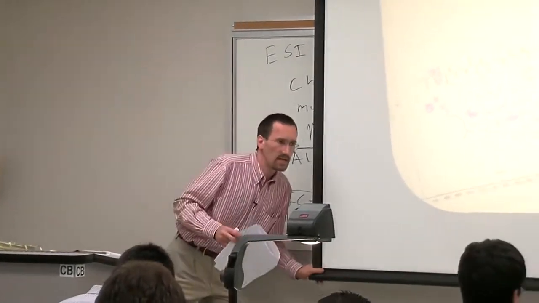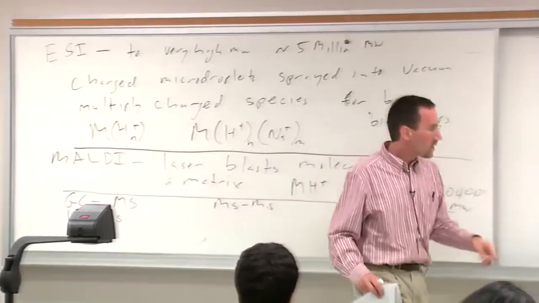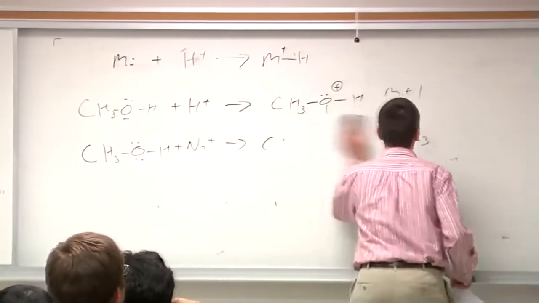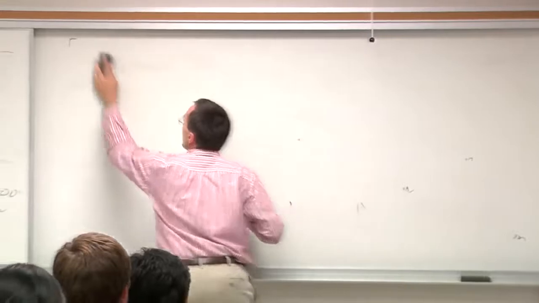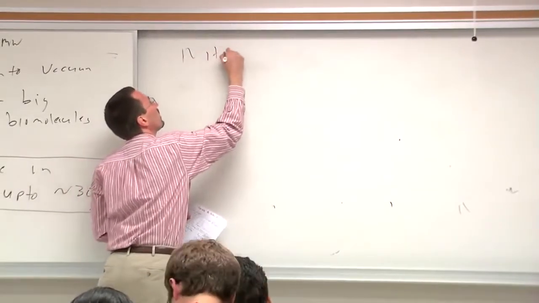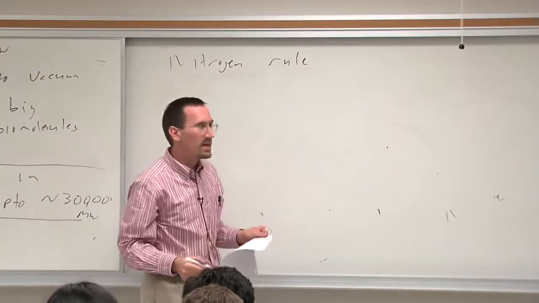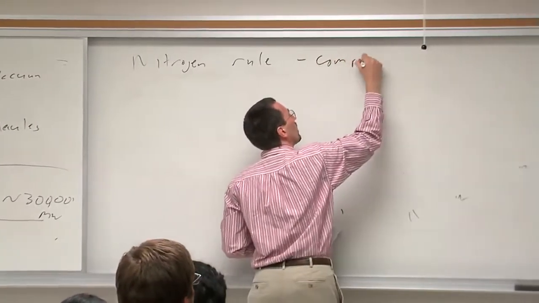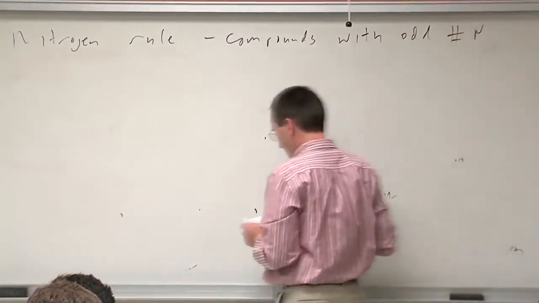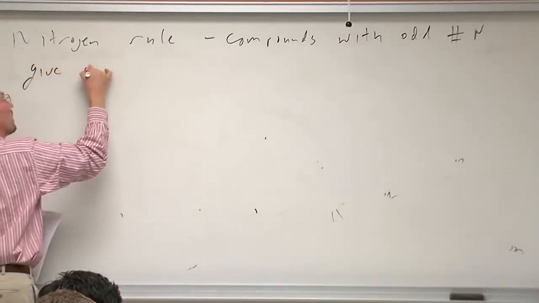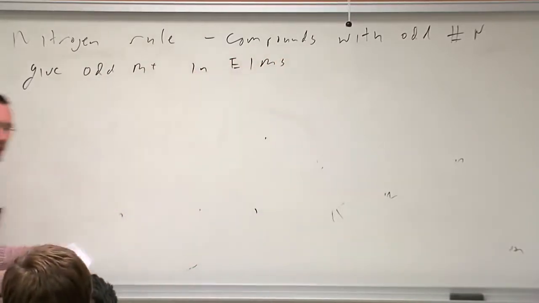All right, the last concept I want to bring to mind is, question? The last concept I want to bring to mind is something very simple. It's what's often called the nitrogen rule, and I'll just play with this for a second. The nitrogen rule is that compounds with an odd number of nitrogens give odd M plus in EI mass spec. And you can convince yourself of this.